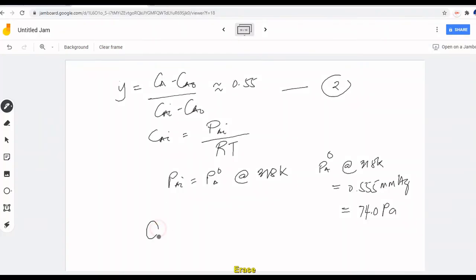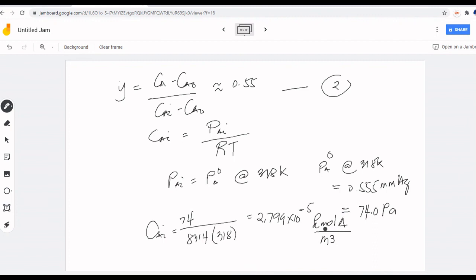Go back here to the formula and solve for the concentration of A in the boundary. So that would be 74 divided by 8314 times 318. So you will have a value of 2.799 times 10 raised to negative 5 kilomole A over cubic meter. Okay, kilomole A per cubic meter.